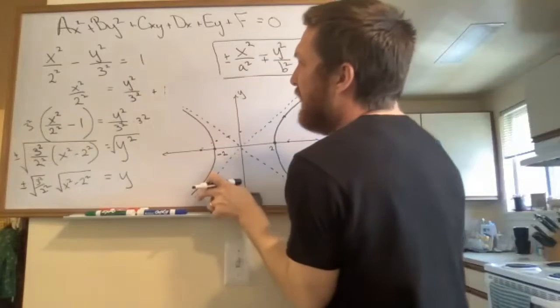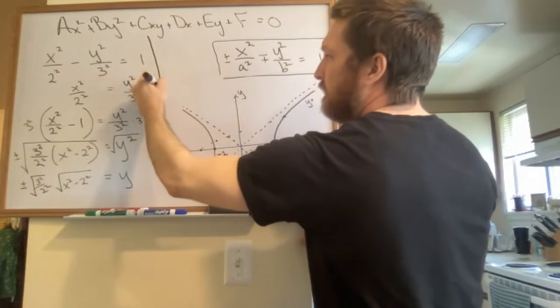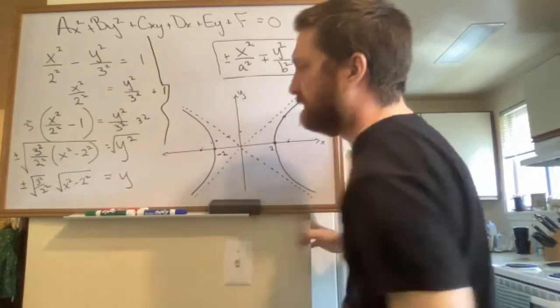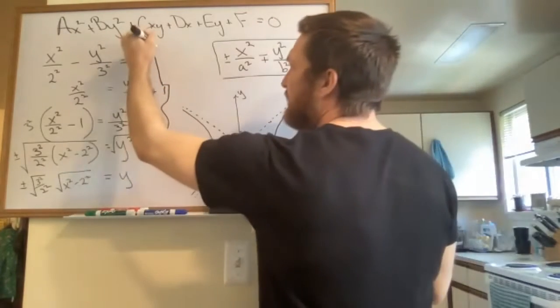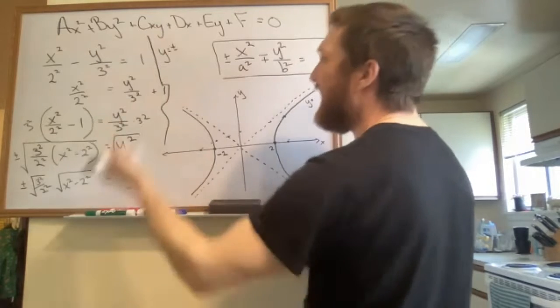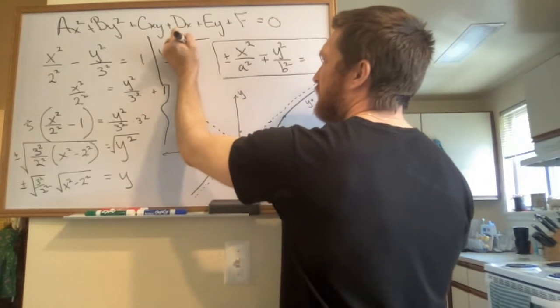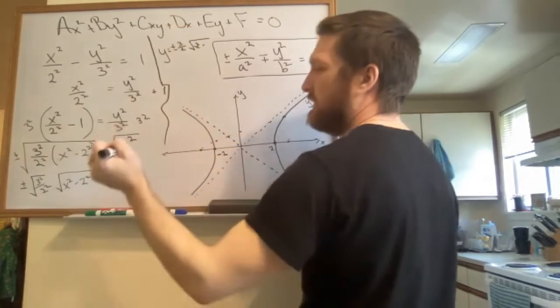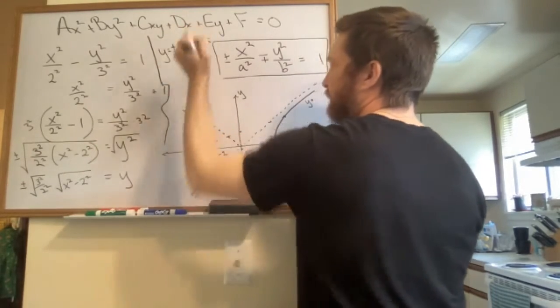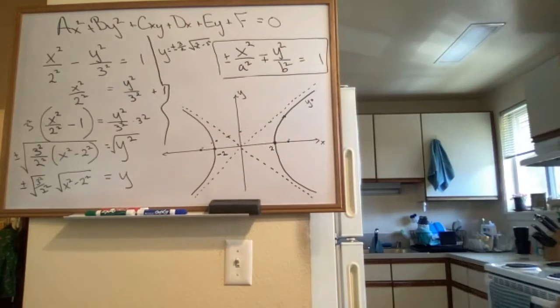So I'm going to bring this back up right here. Okay, y equals plus or minus 3/2 times the square root of x squared minus 2 squared. There we go. Okay, what does that do for me?